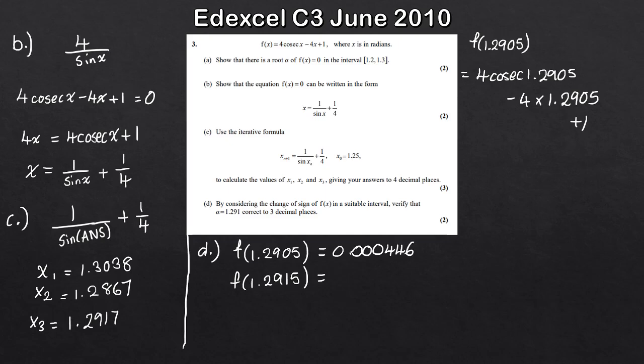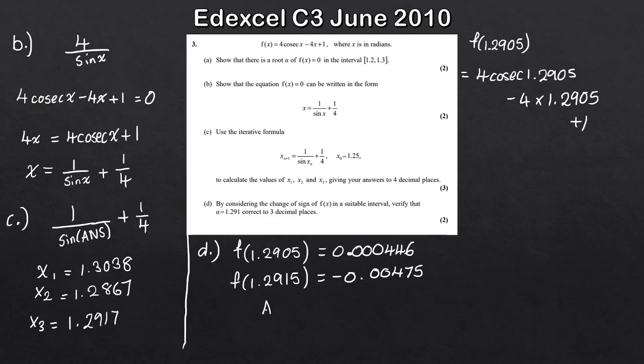If you do that correctly, what you should get here for f of 1.2905 is 0.00446, pretty small. And then for f of 1.2915, hopefully we're going to get a negative. And if you do it correctly, you should get a negative as well. We get minus 0.00475. Okay, so that's good. We wanted one positive, one negative.